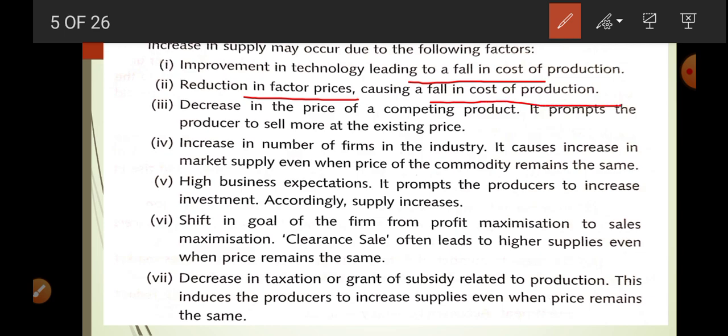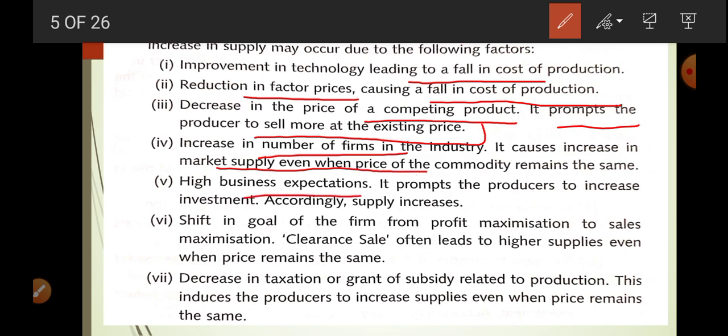Okay, a decrease in competitive products promotes the producer to sell more at the existing price. Next, if the number of firms increases, it means supply is going to be more. High business expectation: if a producer expects that in the near future demand for wireless headphones and online gadgets is going to be more, then production is going to be increased. So that is given here.